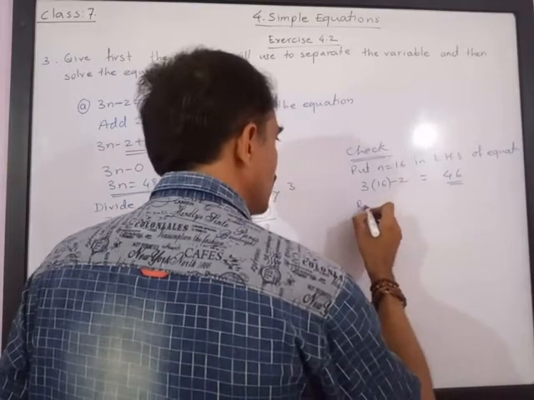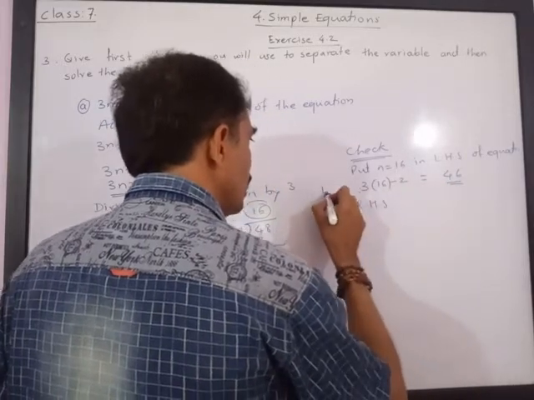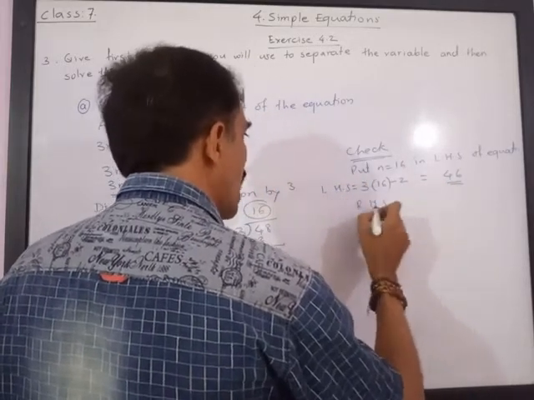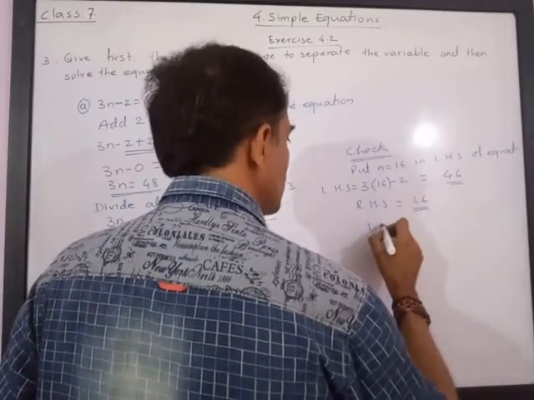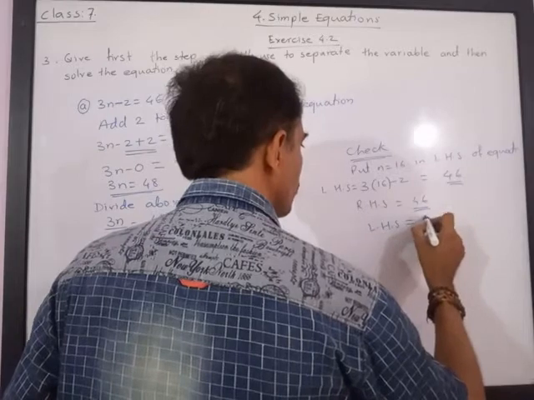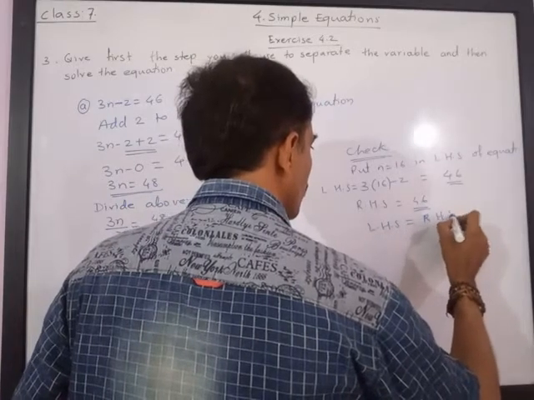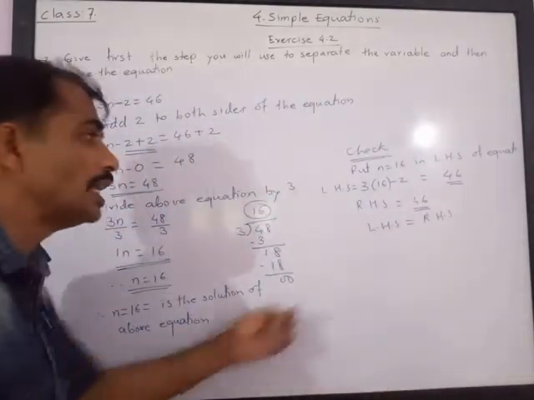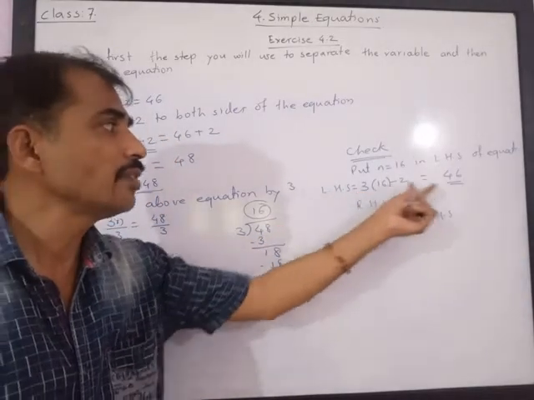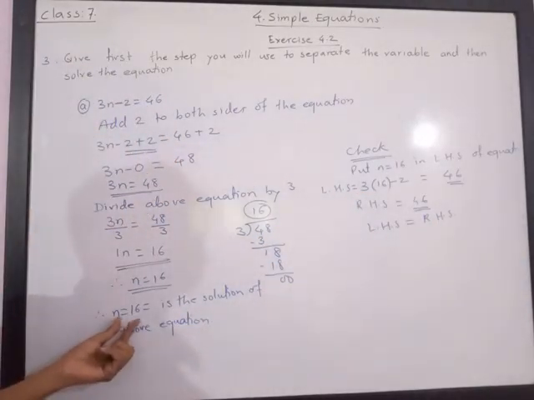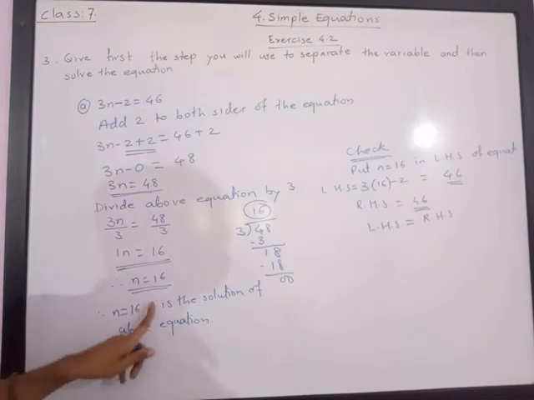Now look at the RHS. This was the LHS. RHS is also equal to 46. It means LHS is equal to RHS. Therefore, we have got LHS is equal to RHS. It means the solution that we have got, n is equal to 16, is correct. Hence, n is equal to 16 is the solution of the given equation.